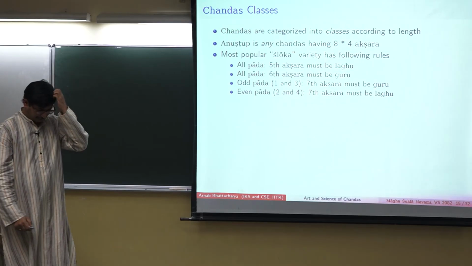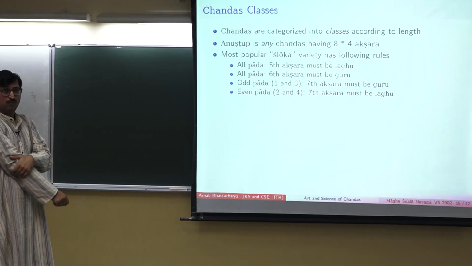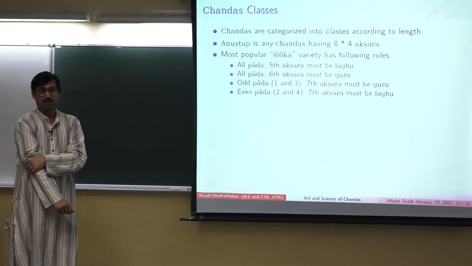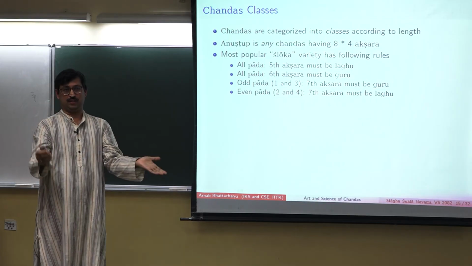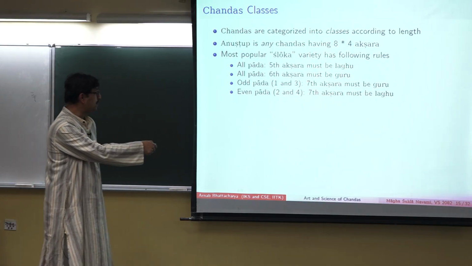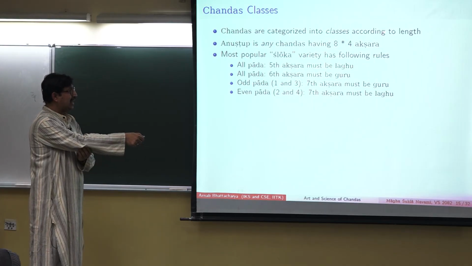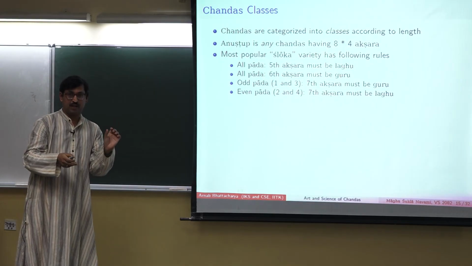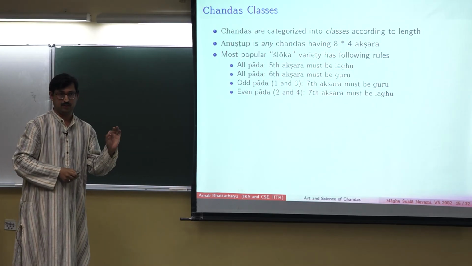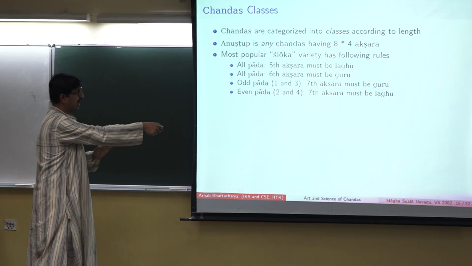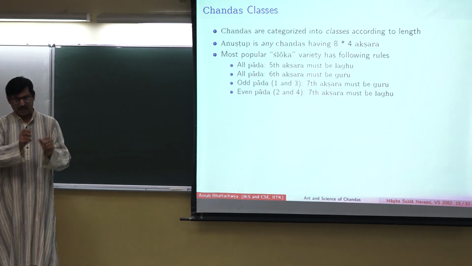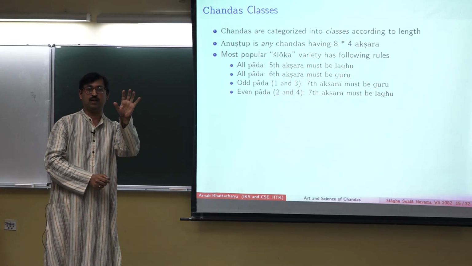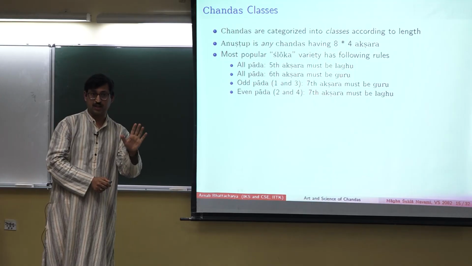Anyway, Chanda, so the first Chanda that comes to your mind is Anushtup. In fact, Anushtup is not a Chanda. It's a class of Chandas. So what is a class of Chandas? All Chandas belonging to a particular length are given a class name. So that means, let's say, 8 times 4 for Samavritta. Anything that has got 8 in the first pada and Samavritta, that means there are total 32 aksharas, is called Anushtup.